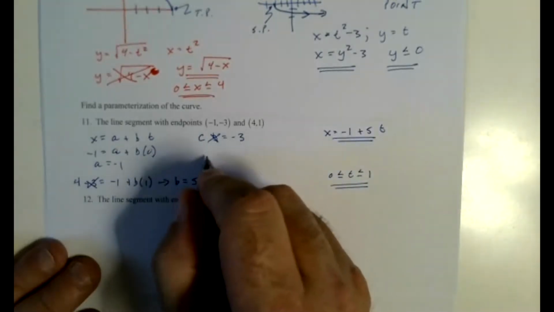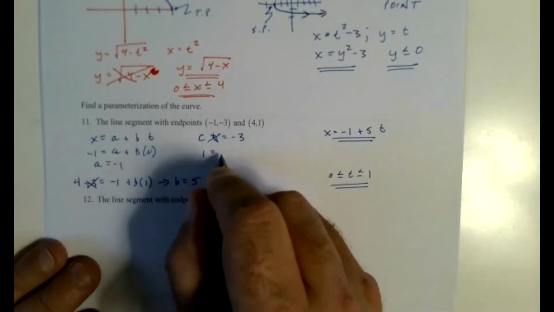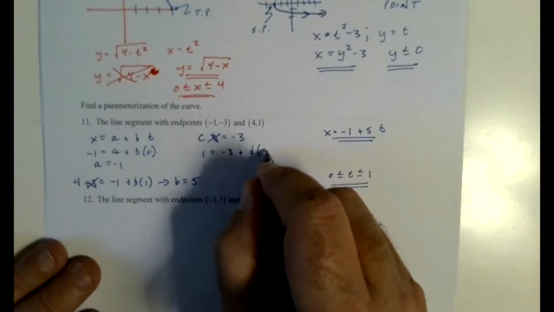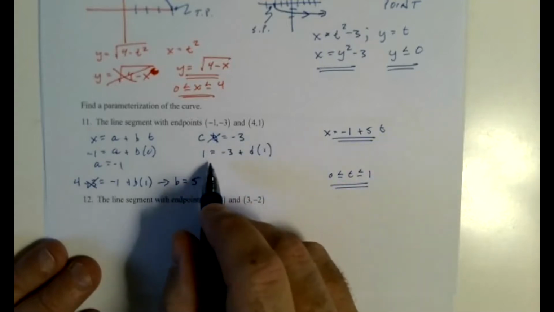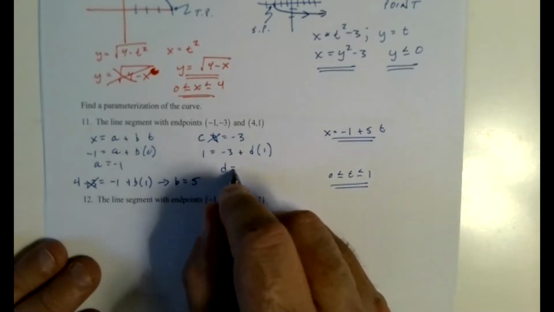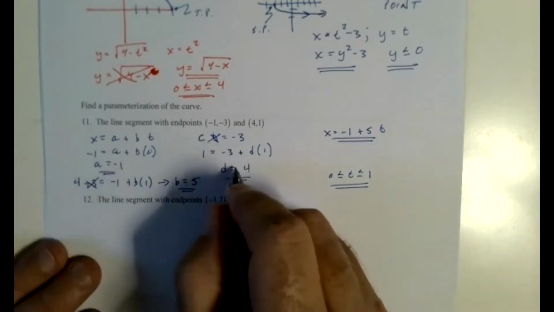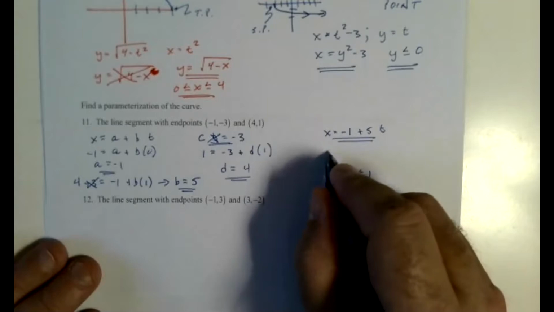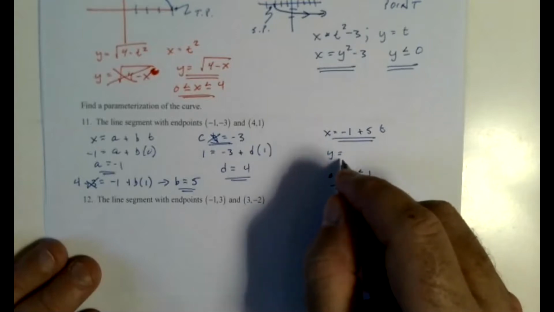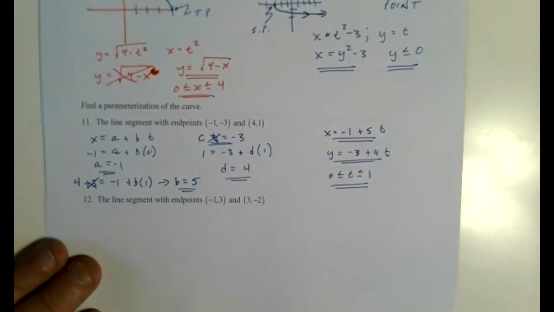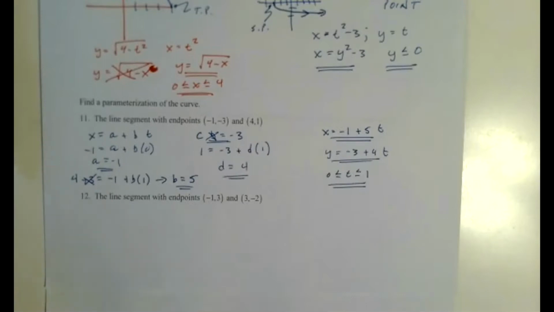C equals negative 3. So 1 equals negative 3 plus d times 1, at 3, d equals 4. So y equals negative 3 plus 4t. Just confirmed I didn't screw it up, which is nice.